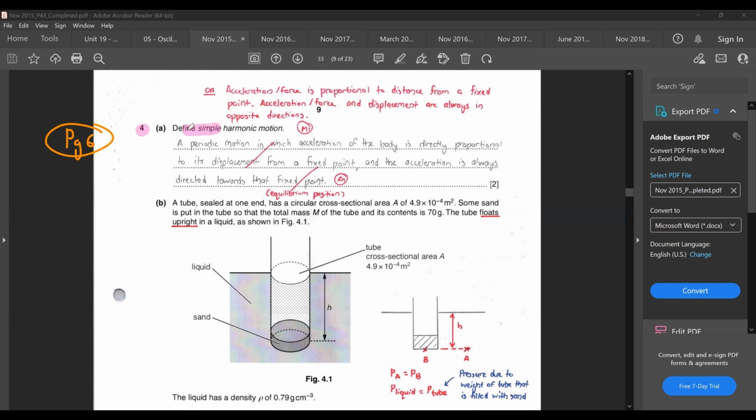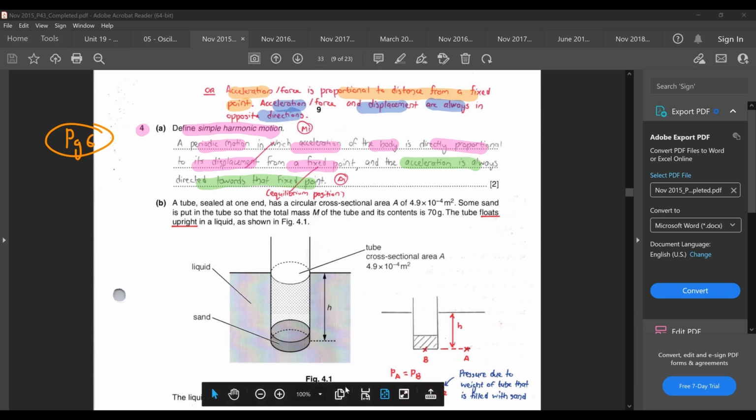the notes where you say it's a periodic motion in which acceleration of the body is directly proportional to displacement from a fixed point, and the acceleration is always directed towards that fixed point itself, worth 2 marks. So you don't want to write that, you can actually just always write acceleration is proportional to distance from fixed point, and acceleration and displacement are always in opposite direction. These are the two main points that are required inside your marking scheme.